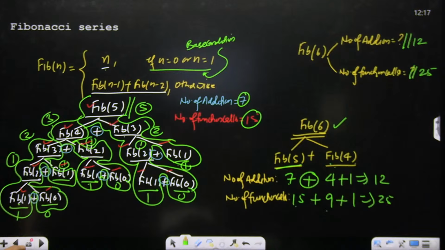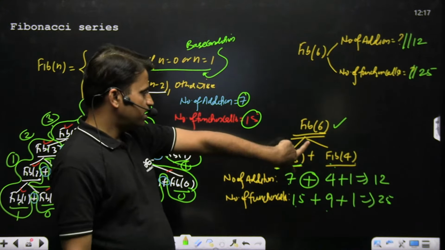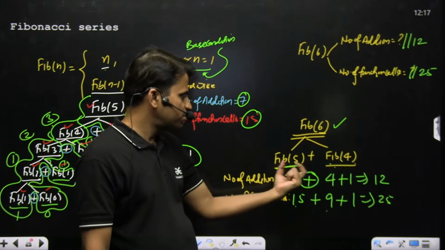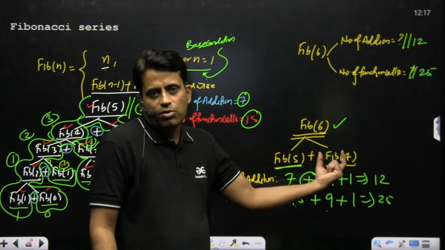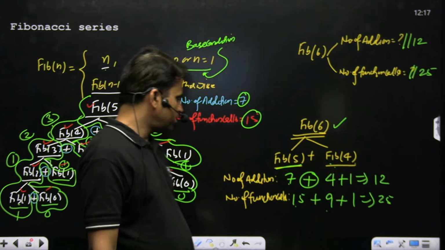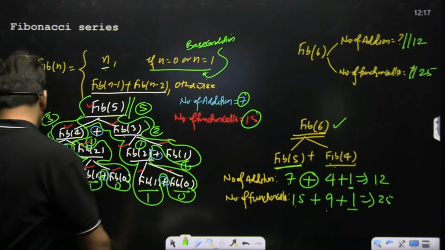So can I say, sir, according to this formula, the number of function calls in Fibonacci n equals the number of function calls in Fibonacci n minus 1 plus the number of function calls in Fibonacci n minus 2 plus 1. You can see this formula, you have added plus 1, bache.